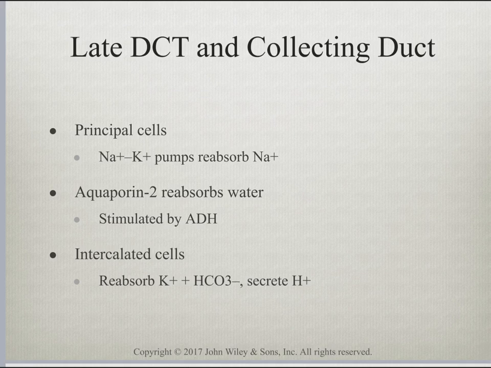The third and last cell that we're going to find in the late portion of the distal convoluted tubule and the collecting duct are called intercalated cells. Their job is going to be to mediate acid secretion and bicarbonate reabsorption. So we're monitoring secretion of hydrogen ions. This is going to be our acid secretion. And then the primary focus is going to be here in the reabsorption of bicarbonate. We're also going to reabsorb some potassium here as well.